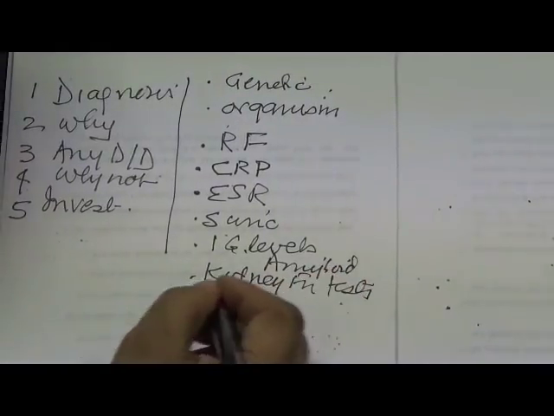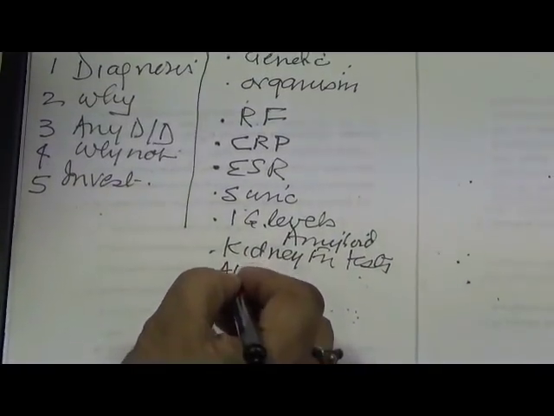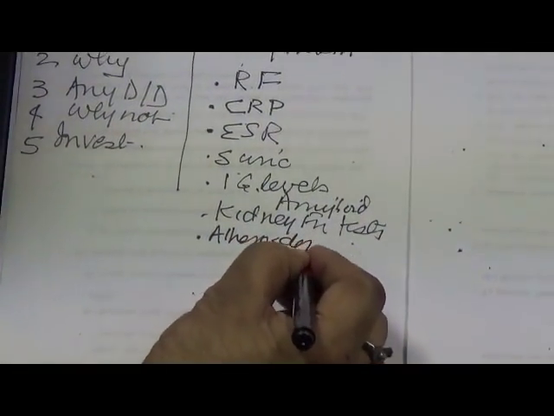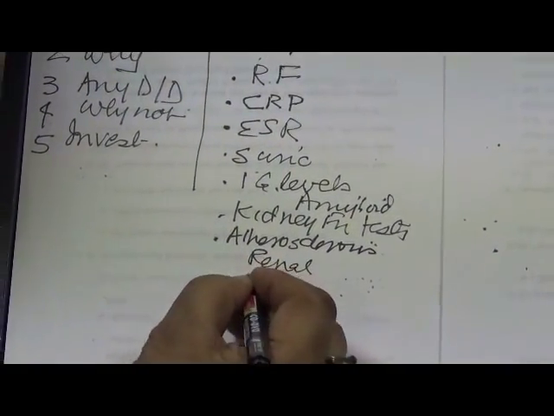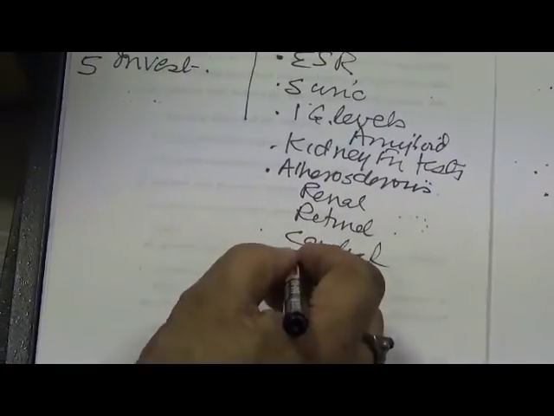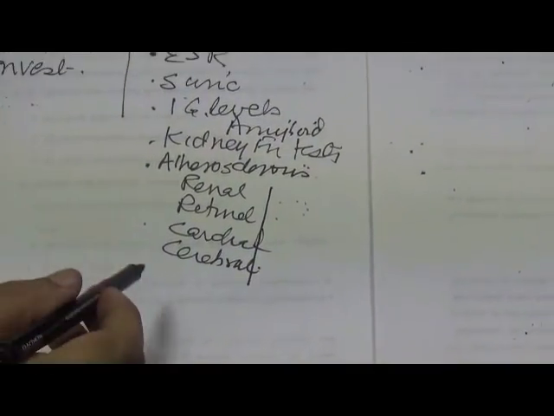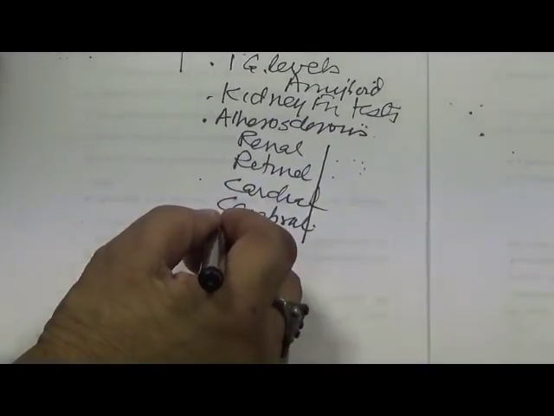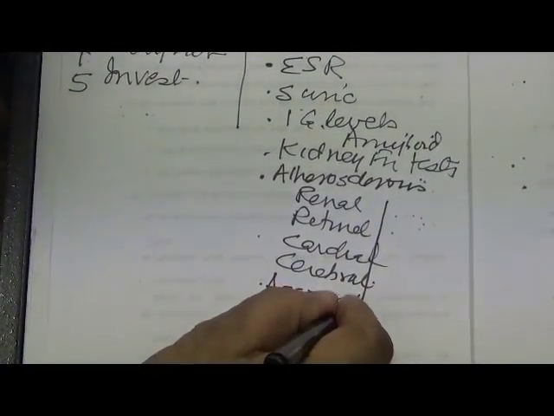And as these produce effects due to atherosclerosis, therefore you should test for renal, retinal, cardiac and cerebral stroke symptoms or vascular disease there. And you can do investigations which support the associations, soft tissue associations like eye involvement.